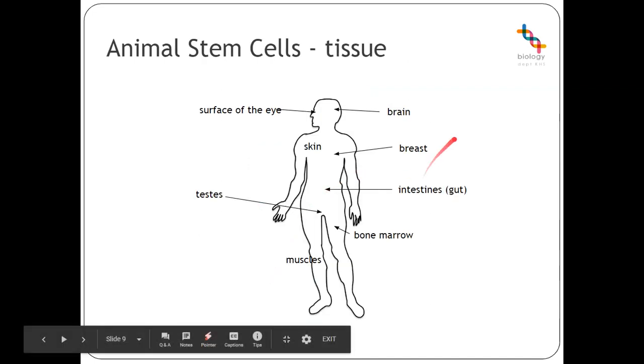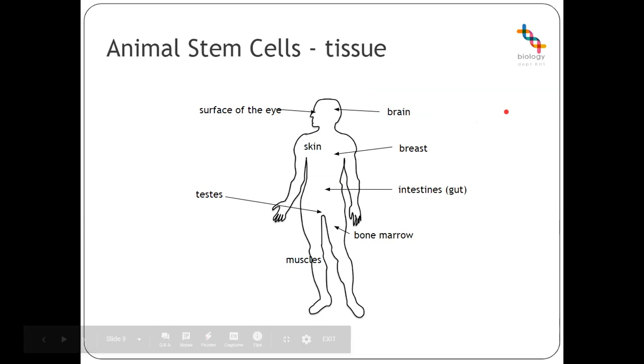We also have tissue stem cells, also referred to as adult tissue stem cells, and these are present in various different tissues throughout the human body. For example, the surface of the eye, the brain, skin, breast, intestines, testes, muscles, and bone marrow. Usually at this point, adult tissue stem cells can't turn into any different type of cell. They can only really replenish the cells of the tissue to which they belong. But that's what we'll be looking at in our next lesson.